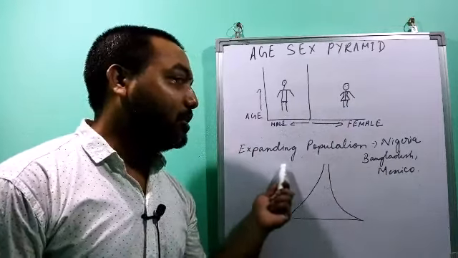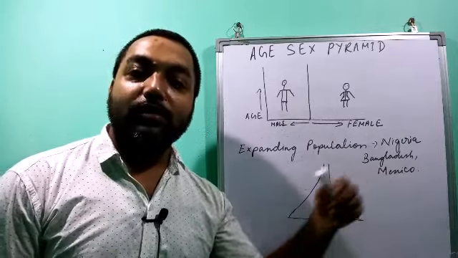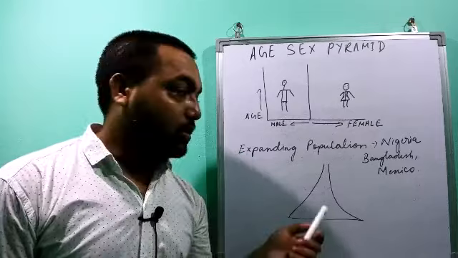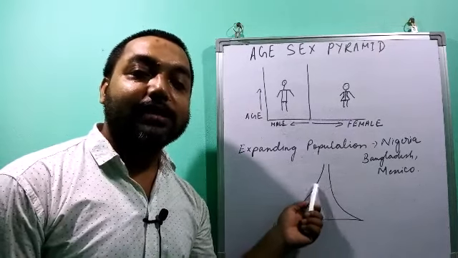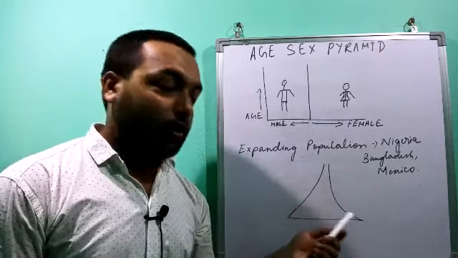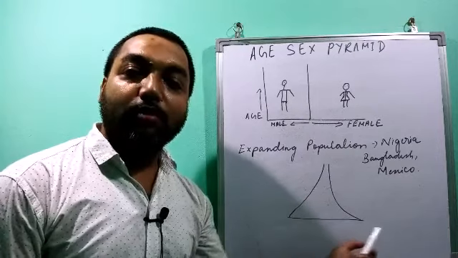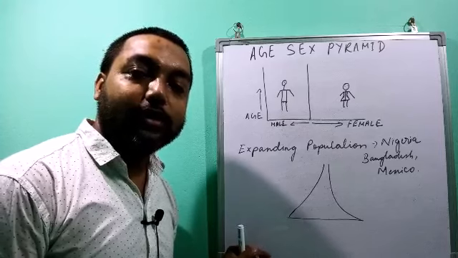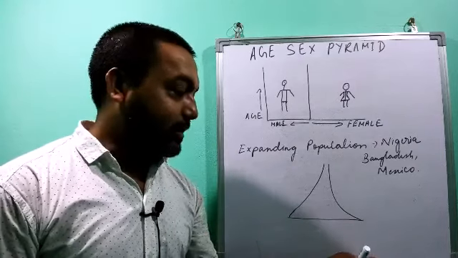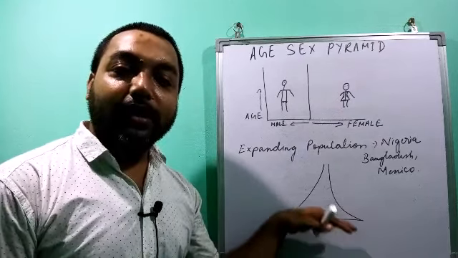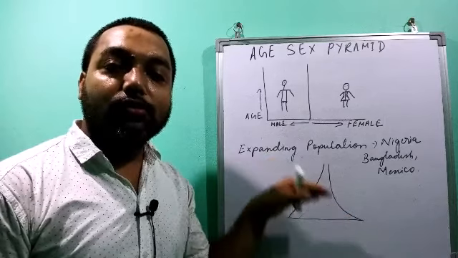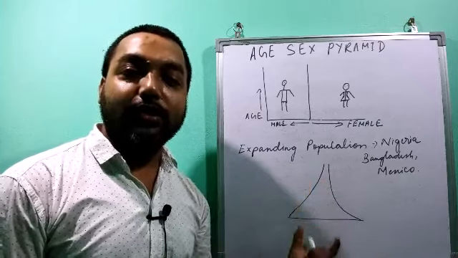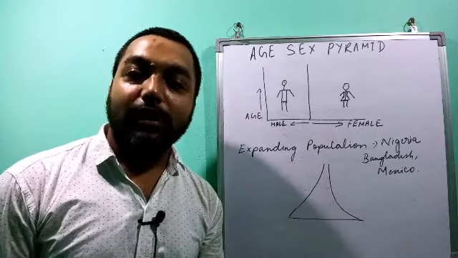So the first is the expanding population pyramid, that we can see in the book. It is found in countries like Nigeria, which are very underdeveloped countries. The shape of that pyramid is just like a triangle. At the base there is more population, in the lower age group, and when the age group grows, the pyramid becomes narrower and narrower. It takes the shape of a triangle, you can say.